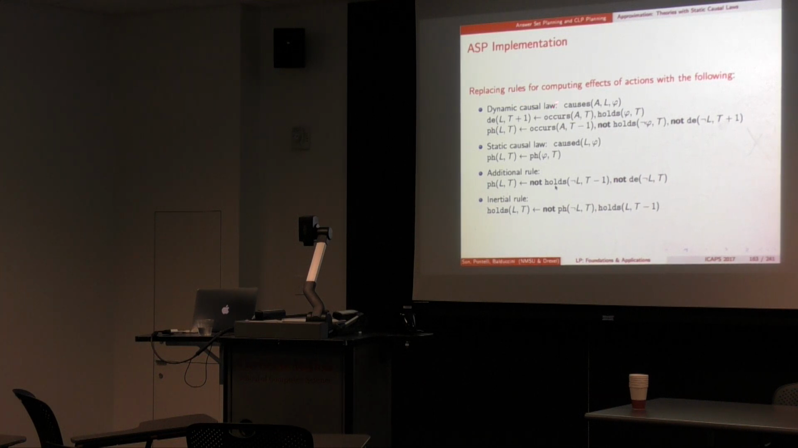So, for example, with the dynamic causal law, if you remember, instead of hold here, we define the direct effect, and then we define a predicate of possible hold and deal with it similarly. And then we use this last rule here to say that it holds, and it's not possible for its negation to hold at the next state. Then we'll have this one.